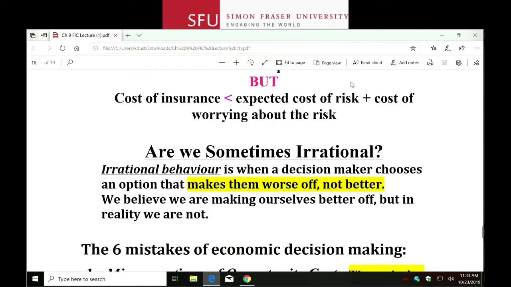Okay, let's continue. All right, so the last part of the chapter is about some examples where people actually make irrational choices, which means these are examples in which people are making themselves worse off rather than better off. Okay, so these are the 6 mistakes of economic decision making.